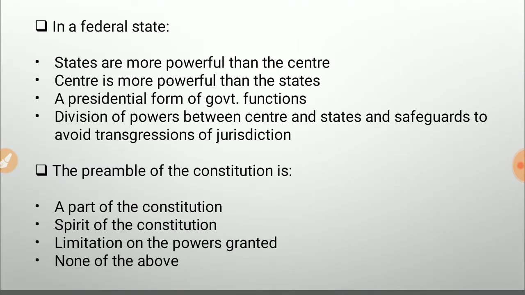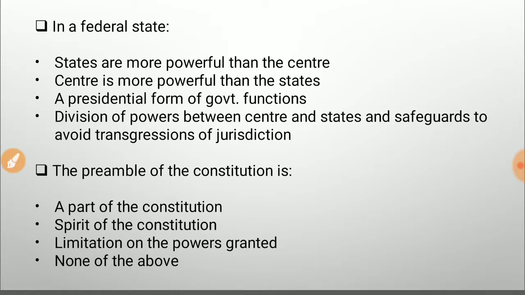Okay, the first question in this video is: in a federal state, states are more powerful than the center, the center is more powerful than the states, a presidential form of government functions, or division of powers between center and states and safeguards to avoid transgressions of jurisdiction. Now, a federal state works on the principle of division of powers, and also there are various safeguards so that one authority might not impinge on the authority of others. So, obviously, the correct answer is the last one.